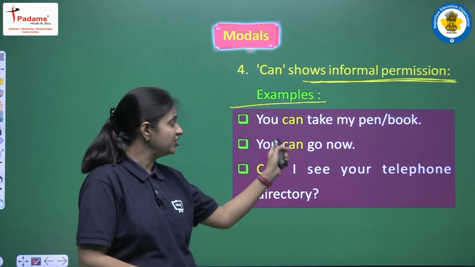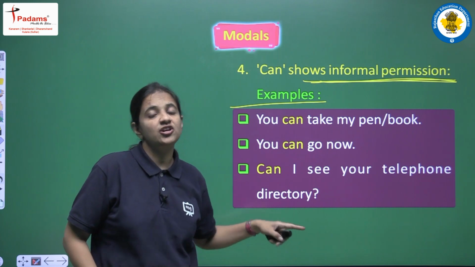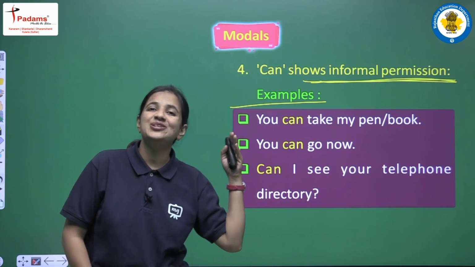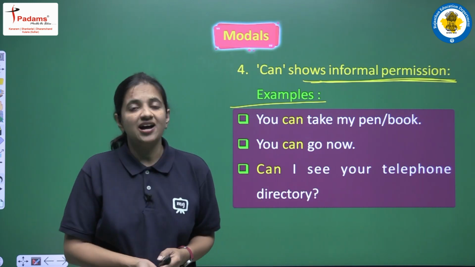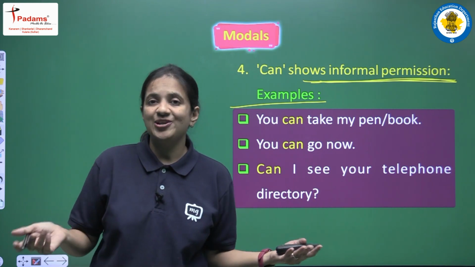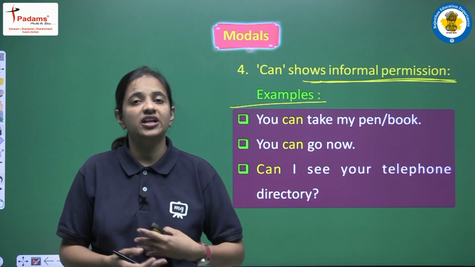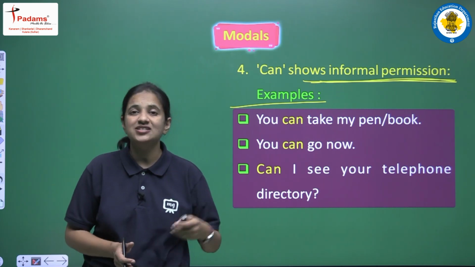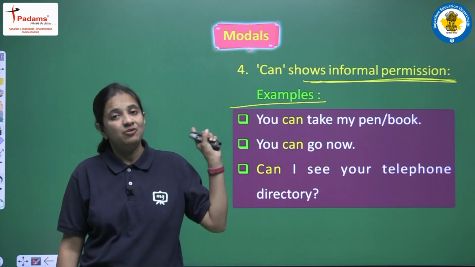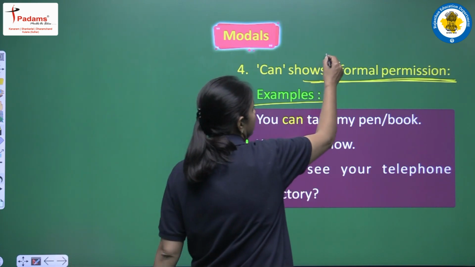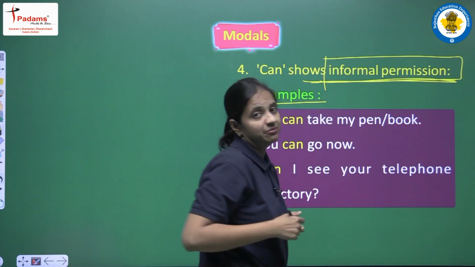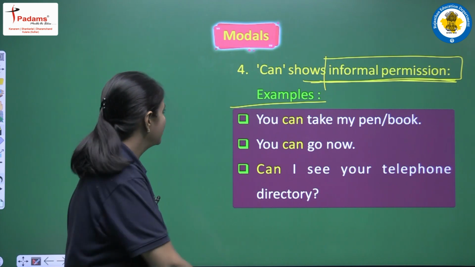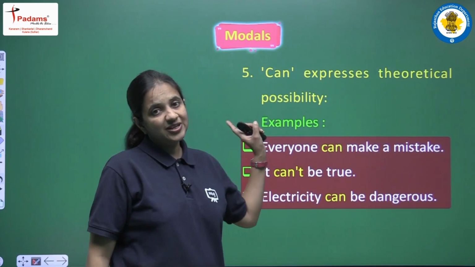And in both conditions, to ask for permission or to give permission, we can use can. But if we are in a formal scenario, where we want to ask for some formal permission, then we cannot use this modal, that is can, because it is used only in informal permissions. Okay. Next we have the fifth use of can.